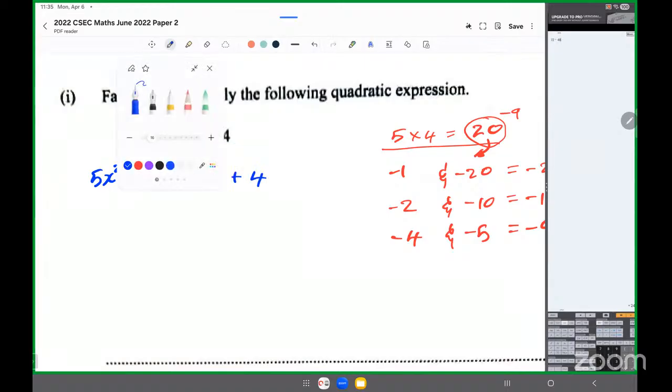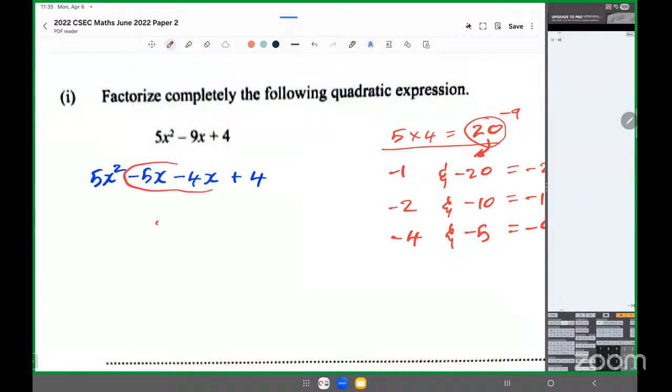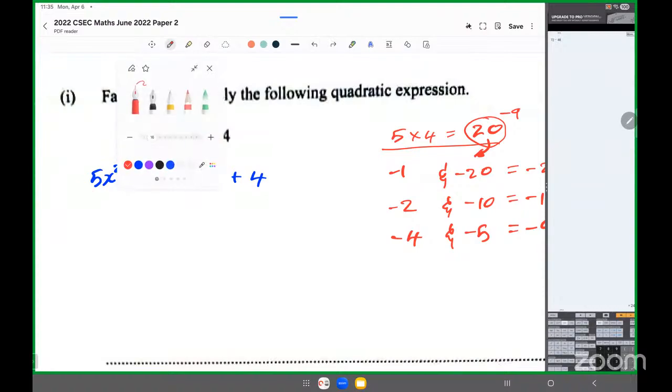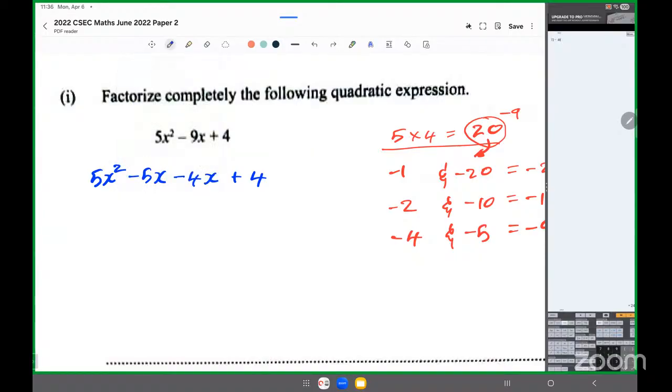I must always check that what you split the middle term into is giving back the middle term, which is correct. Always do that check. Minus 5x and minus 4x is minus 9x before you proceed. Get into the habit of doing that check. All right? And then we're going to do highest common factor in the first two terms. Highest common factor, not just a common factor. You want the highest common factor of these two terms. That's a 5x. 5x out of this leaves me with an x. 5x out of this leaves me with a -1.